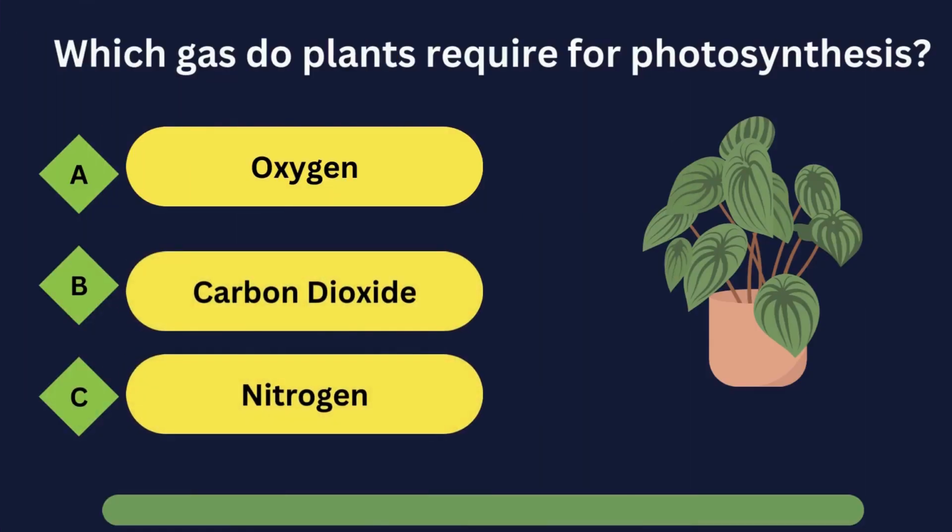Which gas do plants require for photosynthesis? A. Oxygen. B. Carbon dioxide. C. Nitrogen.